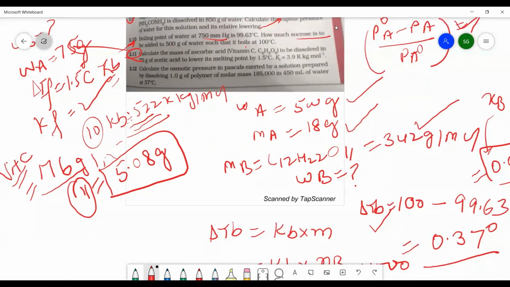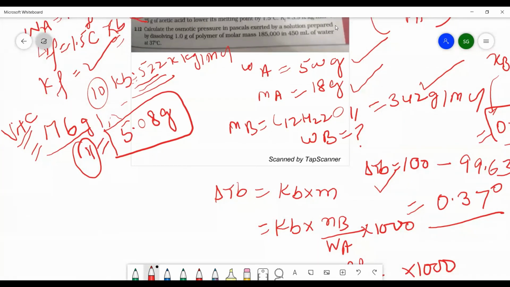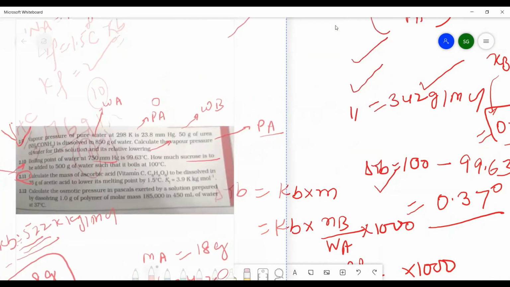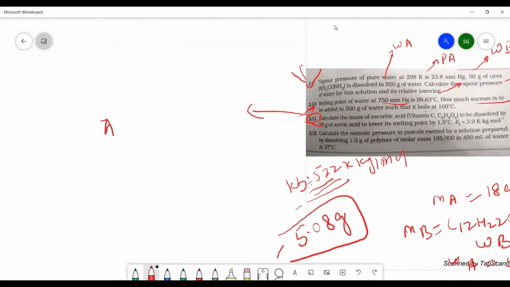Now see the question 12. It is the last question for this lecture. Calculate the osmotic pressure in Pascal. You have to find out the pi. आपको इसमें pi की value calculate करनी है. So osmotic pressure, pi आपको निकालना है.